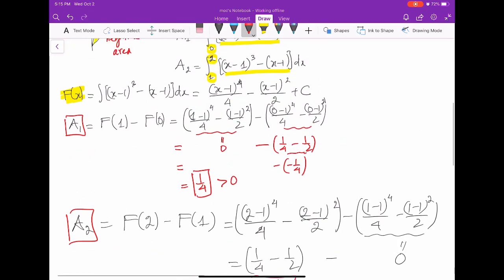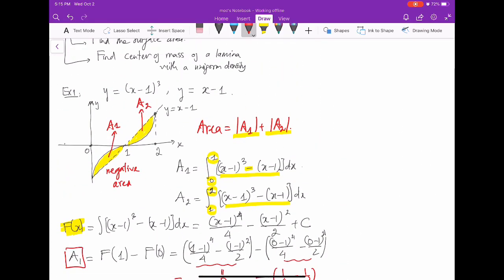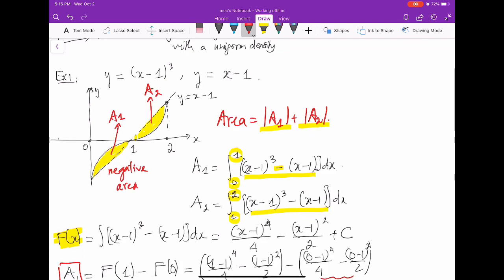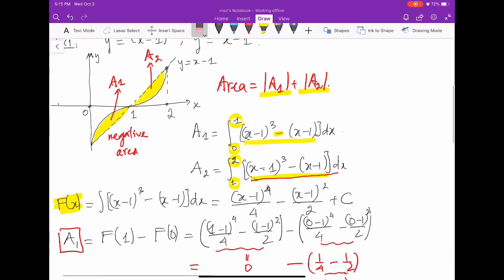Okay, so you see, actually, in this formula, x minus 1 cubed minus x minus 1, this integral is some kind of symmetric. So actually, the value of this area and the area A2 have the same absolute value. Sometimes that is not very strictly correct, but this is okay.